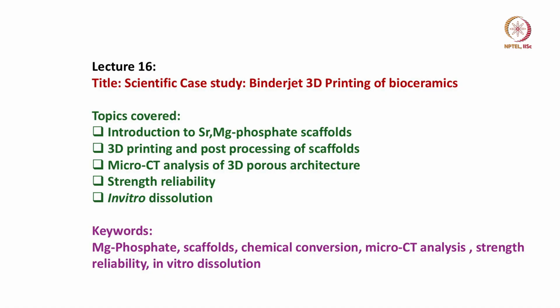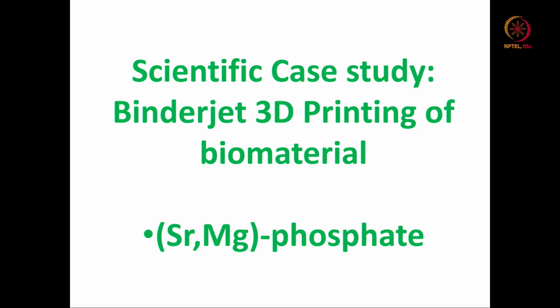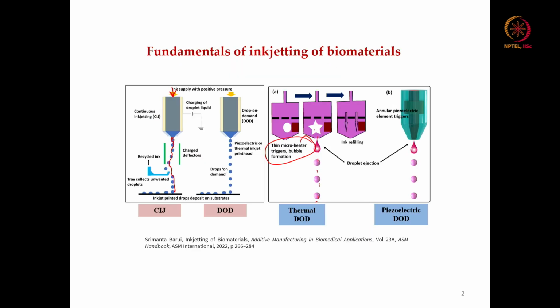We will continue with this scientific case study on the binder jet 3D printing of ceramic materials. This is one of the ceramics which has also attracted significant attention in the biomaterials community, strontium magnesium phosphate. In the last lecture you have seen the experimental study outcome for the binder jet 3D printing of the zirconia based materials. Now you will see more on some of the phosphate based materials, and how the binder jet 3D printing was utilized.